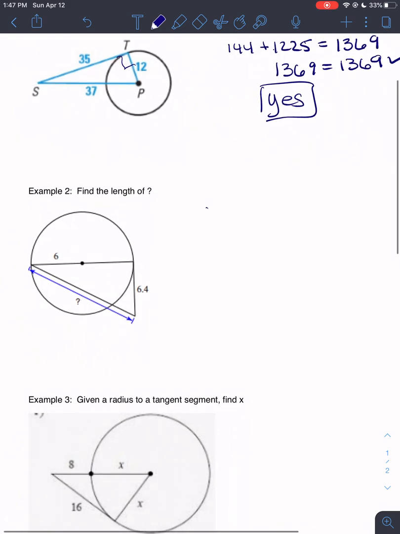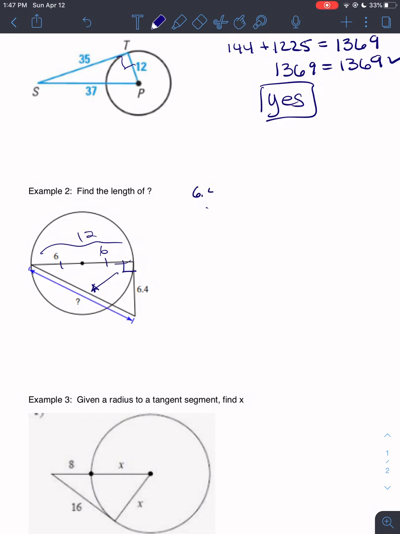All right, same rule. We know we have a radius to a tangent, so we know that's a right angle. And the question is, what's the length of the missing segment? So it looks like we're going to use good old Pythagorean theorem. If this radius is 6, we can also assume that this radius is 6. So the length of this whole segment is 12. So let's go ahead and use Pythagorean theorem.